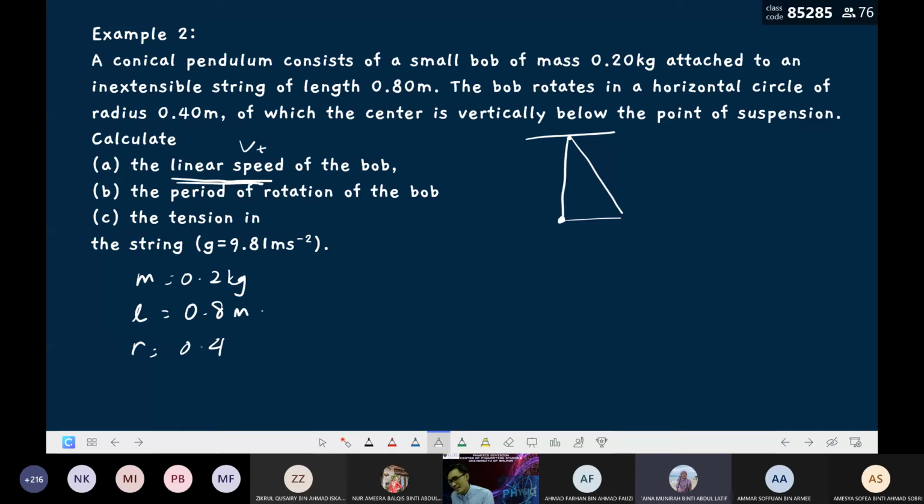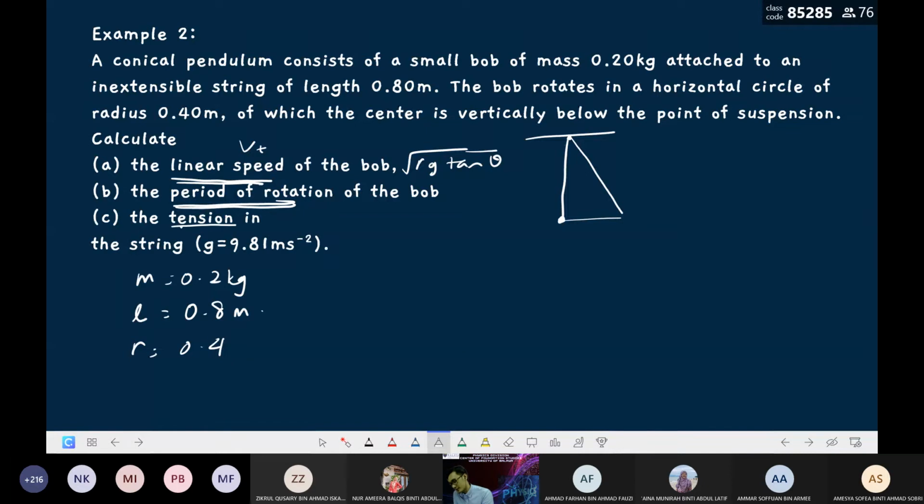Okay, betul. Dia dah breaking kan, lama dia punya VT, kita boleh guna square root of RG tangent theta. And then the period. Okay, ni yang saya nak tunjuk. Macam mana kita nak kira period selain kita menggunakan formula yang kita dah derive untuk period tadi.